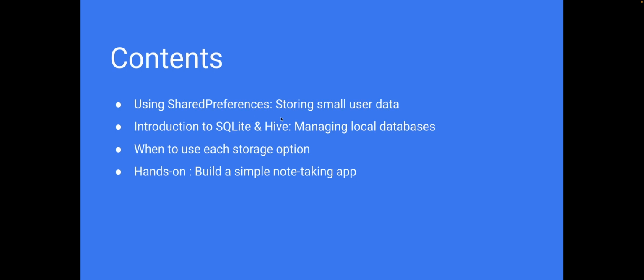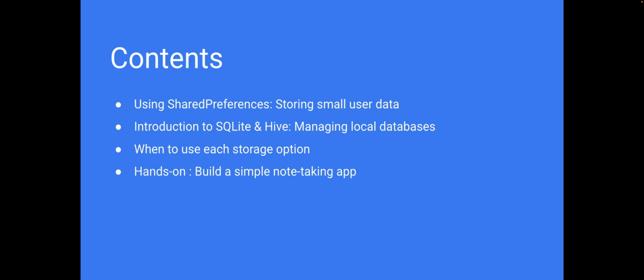Then later on, I'll be talking about SQLite and Hive. Just to give you a brief introduction to SQLite and Hive. But in this class, we are not going to dig deep into Hive. I'll just talk about SQLite and a little bit about Hive. So your assignment will be to go and practice Hive, take a look at it. Hive and SQLite are used for storing data too, just like shared preference. But SQLite is used for managing structured data, while Hive is used to manage unstructured local data.